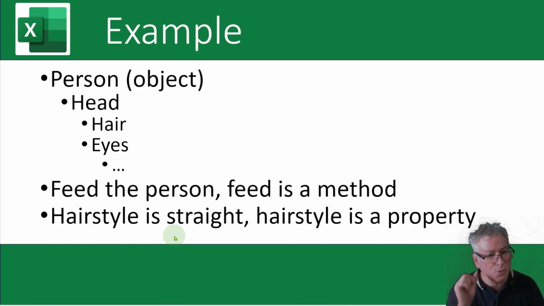The other concept that's important is that there might be objects inside objects. This is really going back to the descriptions that I said. So say a person has a head, and then inside the head there's hair and there's eyes, and so on down. All right, so there can be objects inside objects. Right, you have a workbook. A workbook has some worksheets in it. A worksheet has some cells in it. Right, and so on down. And then this is the example of a method, feeding the person, and an example of a property was the hairstyle is straight or wavy.